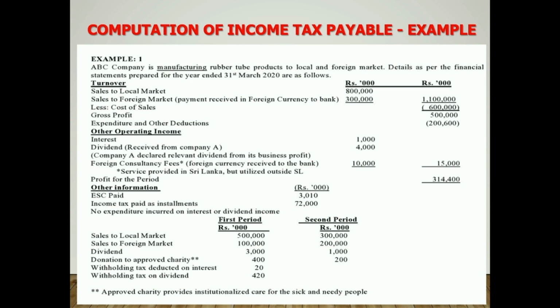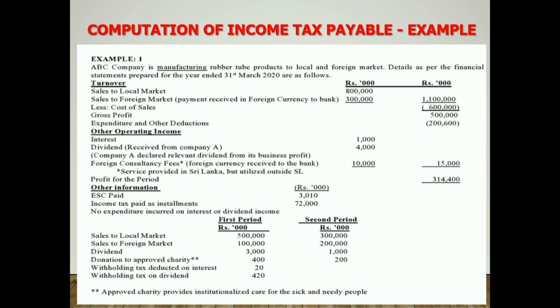From the gross turnover, they have deducted cost of sales and arrived at the gross profit, and thereby deducted expenditure and other deductions from the gross profit and added other operating income. Under the other operating income, they have interest and dividend received from company A. That means they received dividend from company A, not from any other entity.